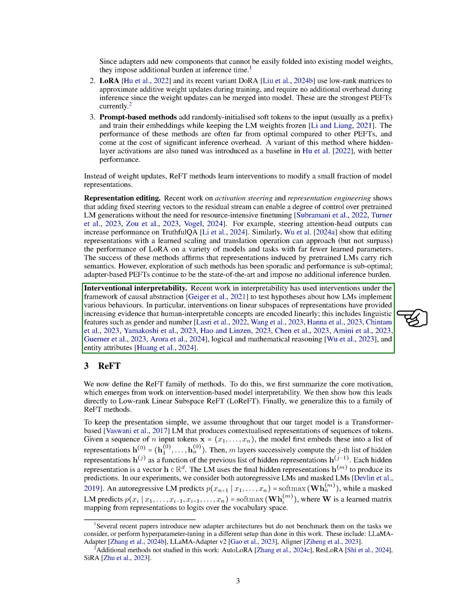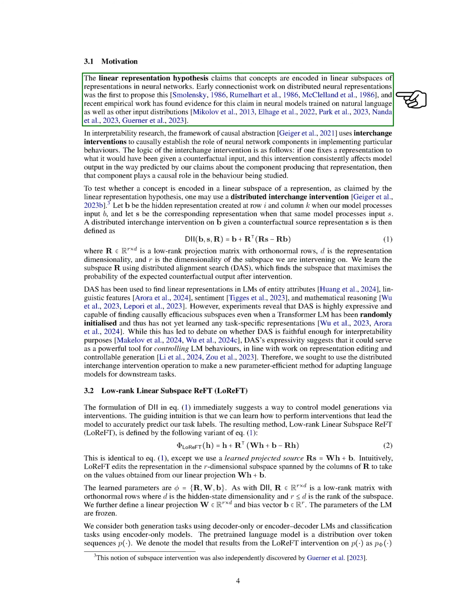Section: Interventional Interpretability. In this section, we delve into the concept of interventional interpretability. Recent studies have utilized interventions within the framework of causal abstraction to investigate how language models, LMs, implement different behaviors. By intervening on linear subspaces of representations, there is growing evidence that human interpretable concepts like gender, number, logical and mathematical reasoning, and entity attributes are encoded linearly.